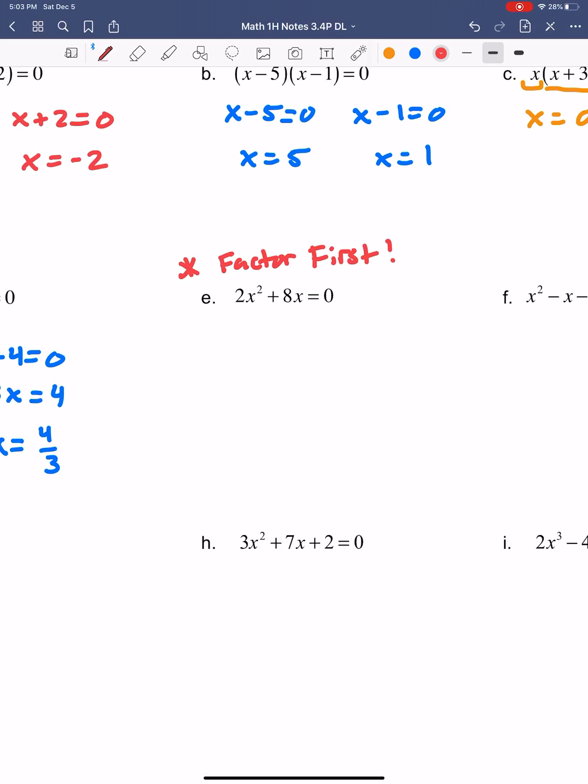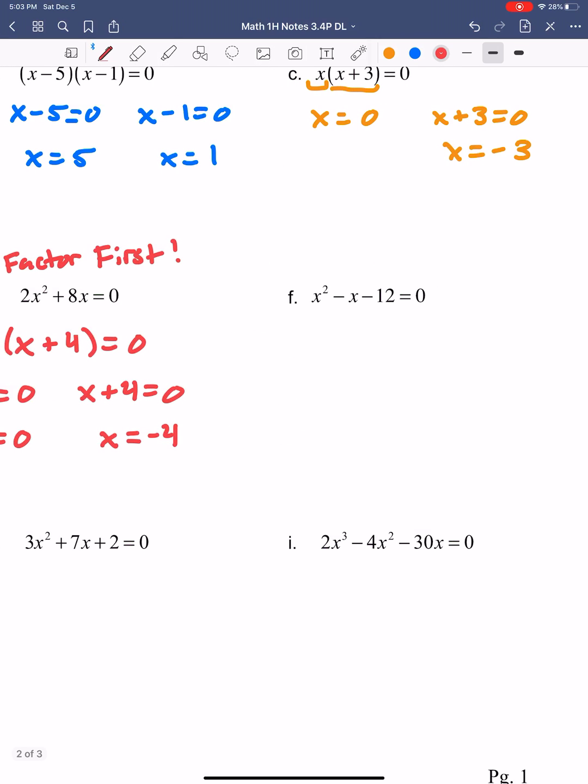So for this one, it's just going to be a GCF, greatest common factor. I can take out a 2x, and that'll leave me x plus 4. And then from there, I can go ahead and set my factors equal to 0. So 2x equals 0, and x plus 4 equals 0, and then solve both of these. So that means x equals 0 or x equals negative 4.